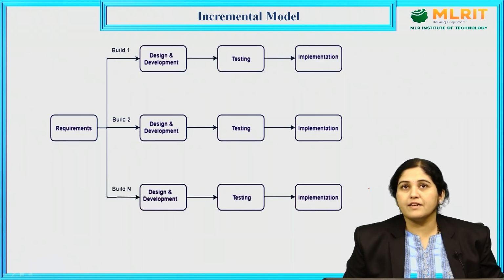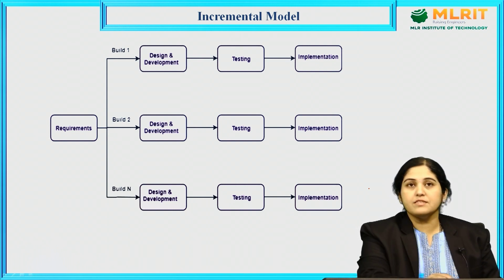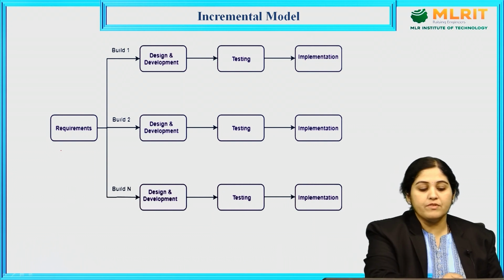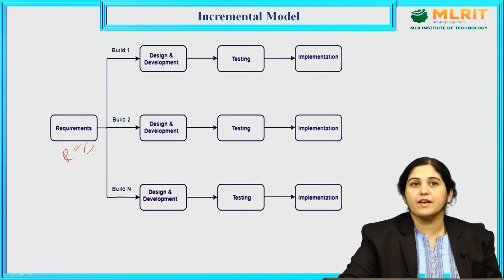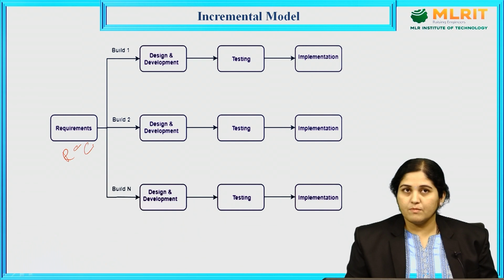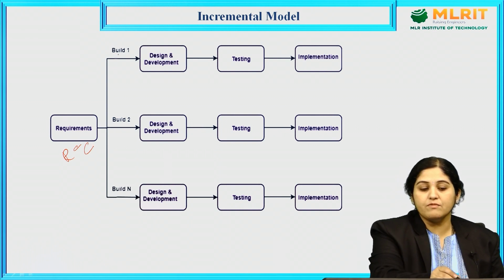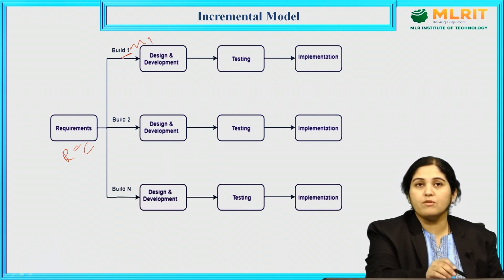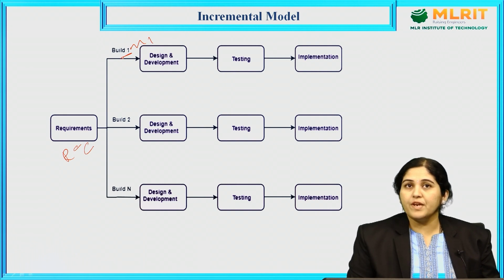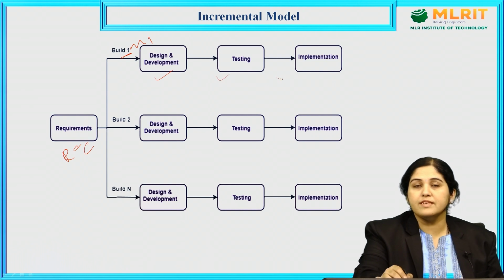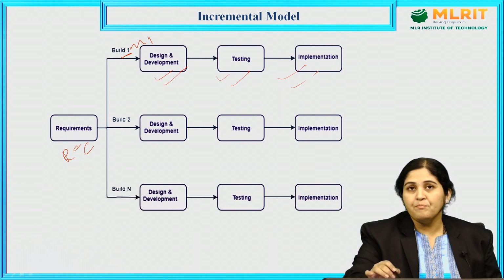This is how the architecture of the incremental process model looks. See here, the first step: we gather the requirement from the customer. Once the requirement is gathered, we define it in one module. Suppose this is module 1 or build 1 that we are developing. As you see in the architecture, every module has to go through these steps. First is the development step, next is testing, and another one is implementation.